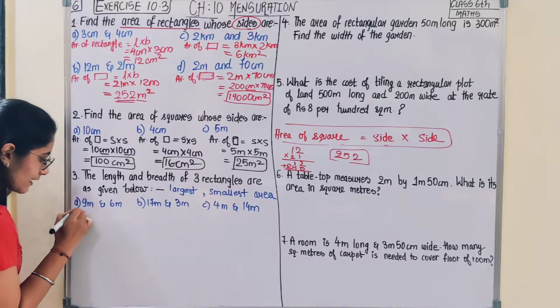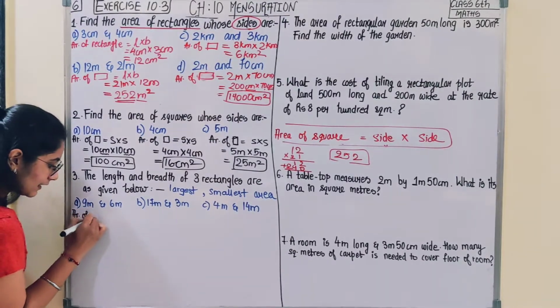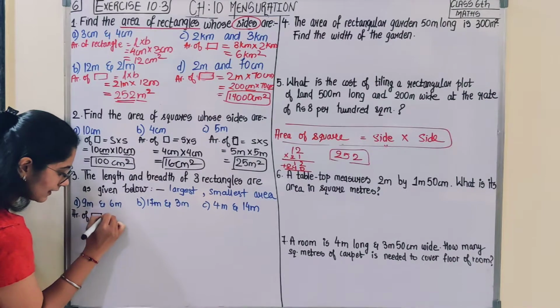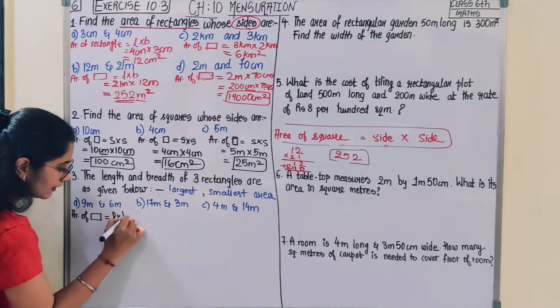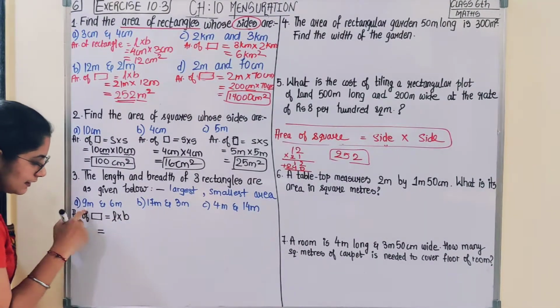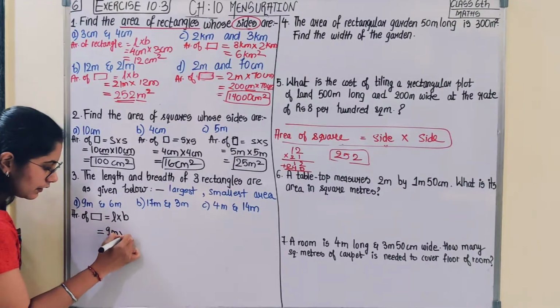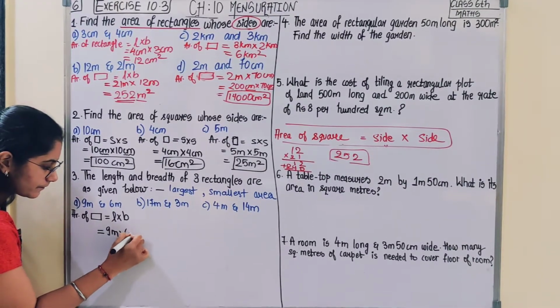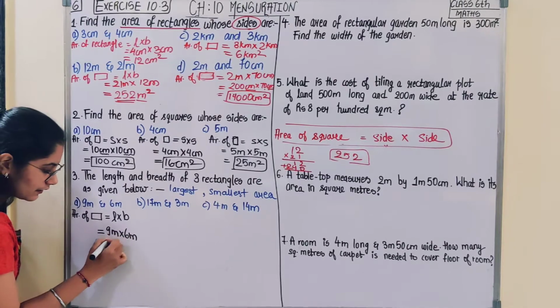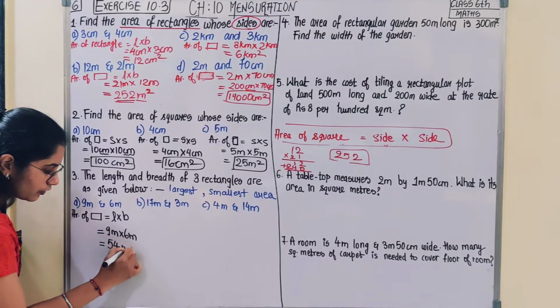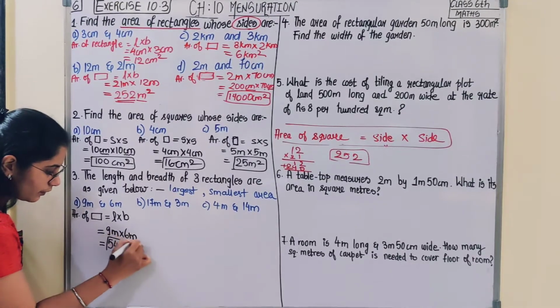Okay, so for knowing this, we have to calculate the area of the 3 rectangles. Since we are aware of the formula that area of rectangle is equal to length into breadth, that is length into breadth. 9 6s are 54 meters square.